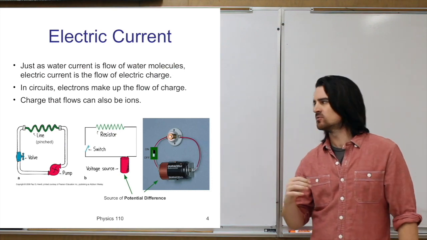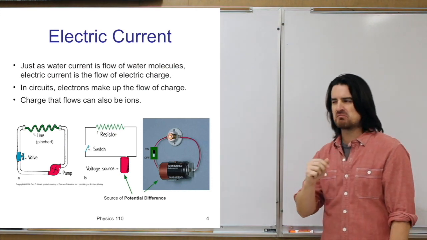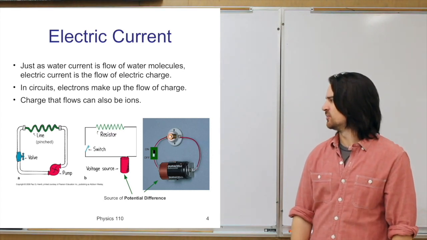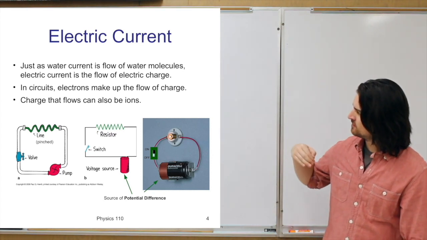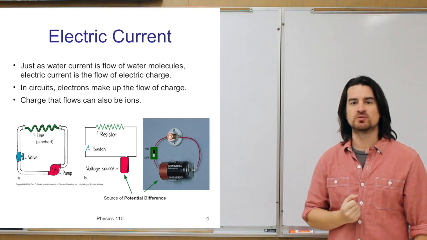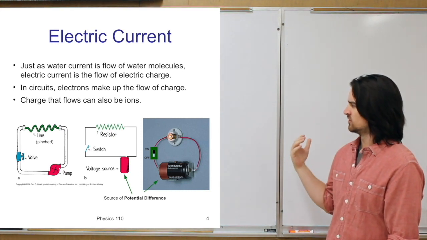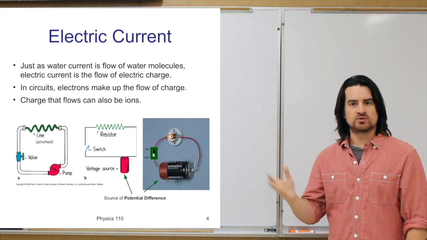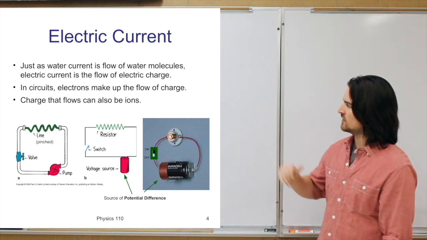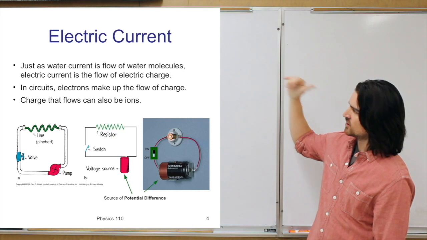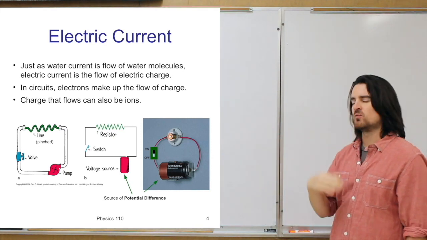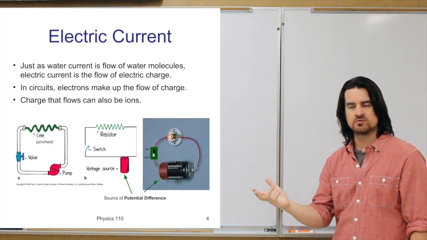Alright, so that was still with the picture of water, where you just have the two differences in pressure levels. Here we'll get towards a more realistic picture, an actual picture, of what it looks like for electrical current to flow. Like I mentioned a second ago, electrical current is the flow of electric charge, just like a water current is the flow of H2O molecules.